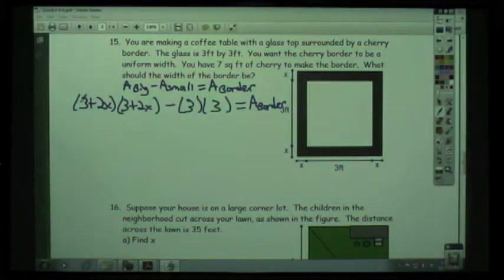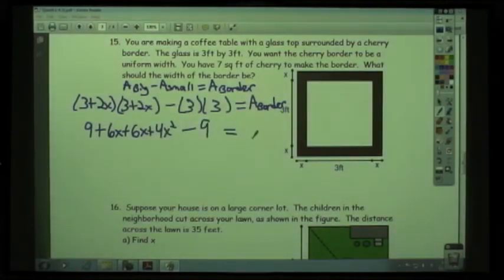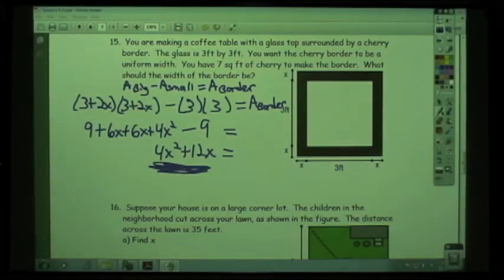So what you end up here with is when you multiply this out, you're going to get 9 plus 6x plus another 6x plus 4x squared minus 9 when you take away the small. So right here, when you subtract all this out, you're going to get 4x squared plus 12x. The 9's disappear. Guys, the small area is subtracting. Remember, it goes away. This right here is what I told you that is the area of the border. That is the little formula for the area of the border. So what you're trying to figure out in this problem is when does this equal 7?